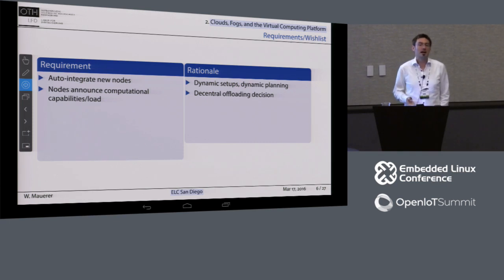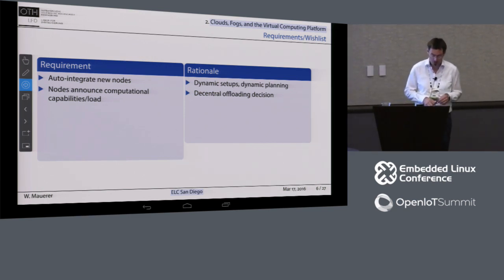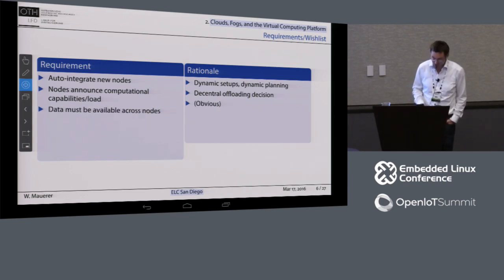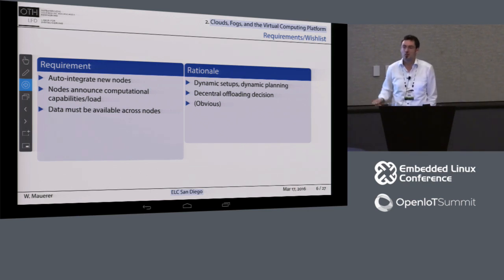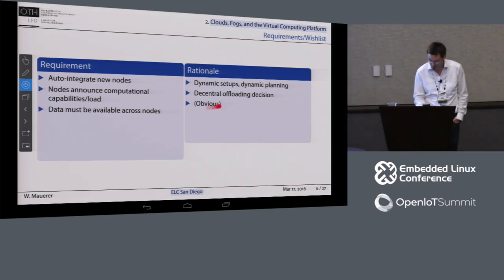The nodes will be highly heterogeneous, so they will need to announce their computational capabilities, in terms of how fast they are, what memory and storage options are available, and so on, but also what load they are currently experiencing. If you want to decide where to offload computational tasks, you need to know which nodes are currently bored, so to speak. The data that are being processed must, of course, be available across all nodes. I guess that's a requirement that goes without saying.